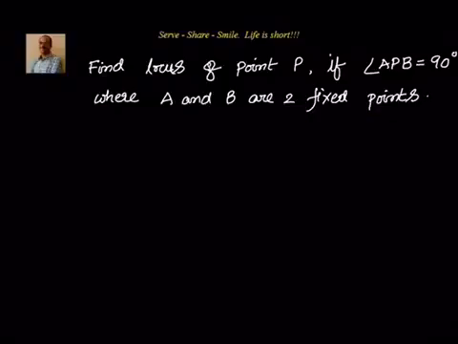Let us look at this interesting example. Find the locus of point P if angle APB equals 90 degrees, where A and B are two fixed points. So let's understand how the diagram will be. We have been given that A and B are two fixed points, and that angle APB equals 90 degrees.